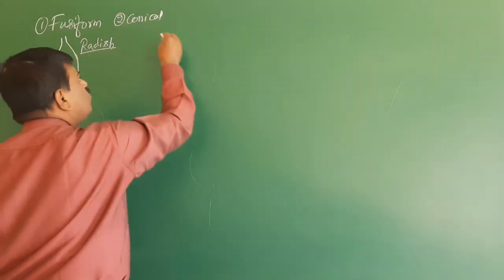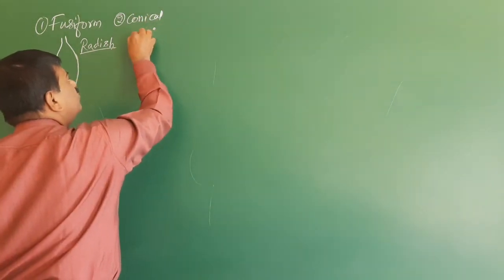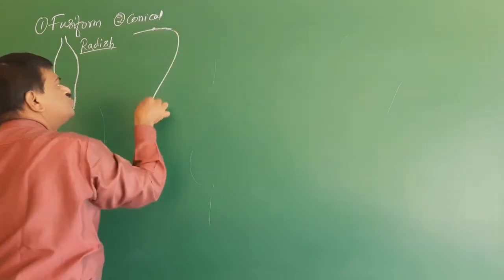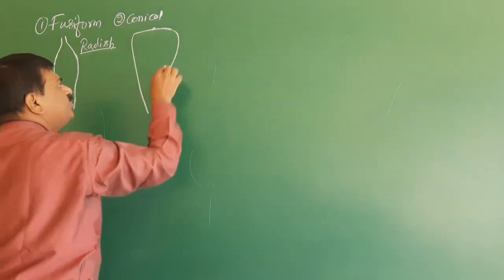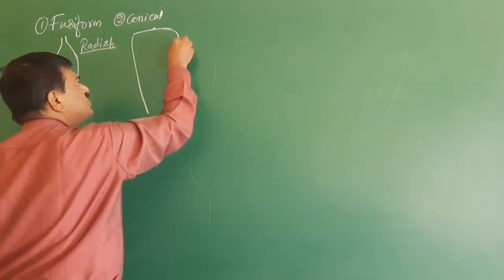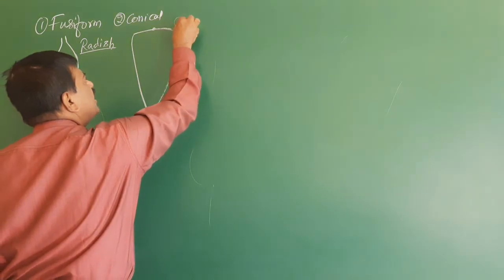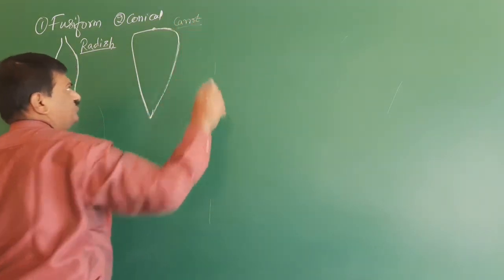Next one is conical root. Here the radical is giving rise to a large swelling and gradual tapering can be seen. This type of root is usually called a conical root. This can be seen in the carrot.